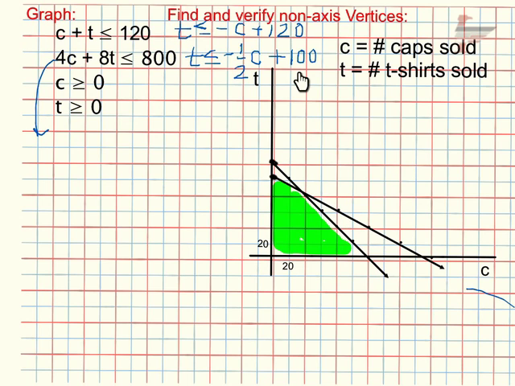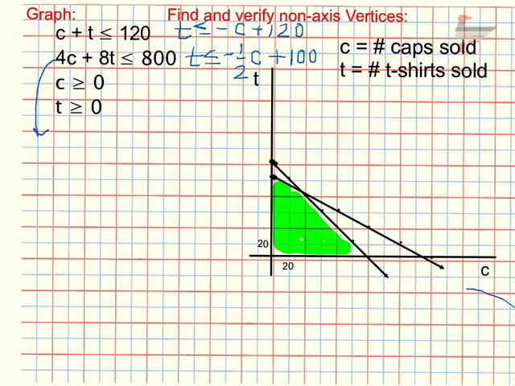And you can see that line. This one had a t-intercept of 100 and a slope of negative 1/2. So I went down 20 over 40, down 20 over 40, etc., and you can see that line. Both of them were shaded less than or equal to, so the intersection would be just where they're both less than.